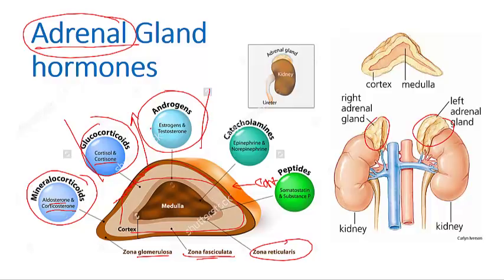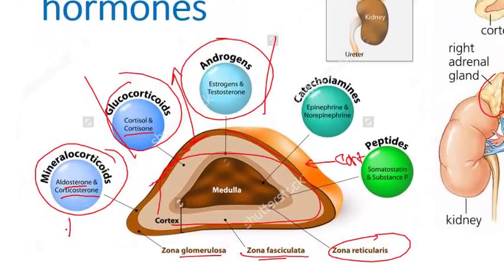Now if you look at the structures of different hormones, among the mineralocorticoids we have aldosterone and corticosterone. Aldosterone causes the reabsorption of sodium and the secretion of potassium. So it's the addition of sodium and secretion of potassium. The hormones belonging to glucocorticoids are cortisol and cortisone.